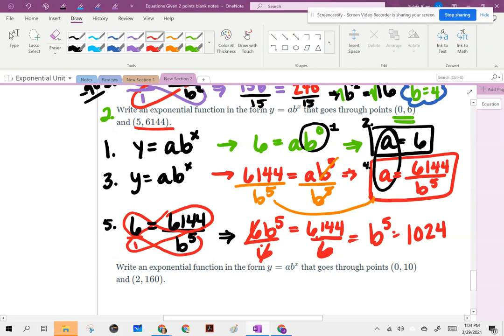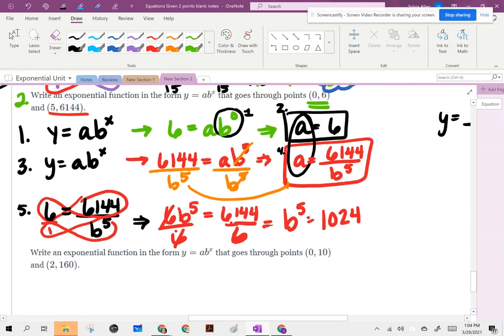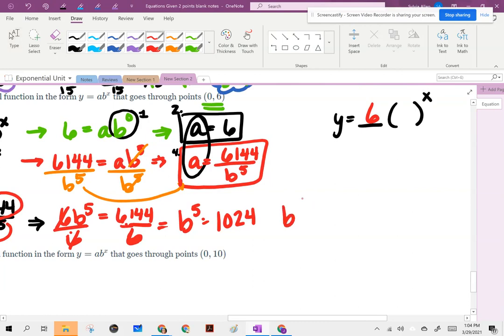You will need a calculator to be able to do this at this point. You want to take the 5th root of 1,024. So you're going to have to find your calculator. Let's see. There we go. It ends up being b is equal to 4.